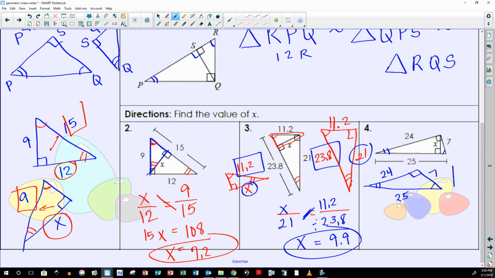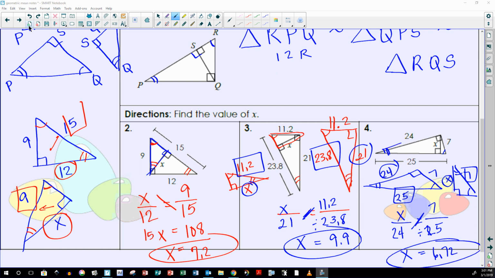Now I'm going to redraw the tiny one. The tiny one, that's 1, so that has to be 2. This is X, and this is 7. If I set up my proportion, looking for X, X is between the 2 and the 90, so I have to pair it with 24. Then I have to use the hypotenuse of the big one with the hypotenuse of the small. When I cross multiply and divide, I get that X is 6.72.